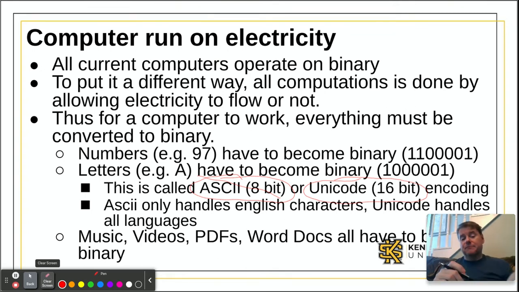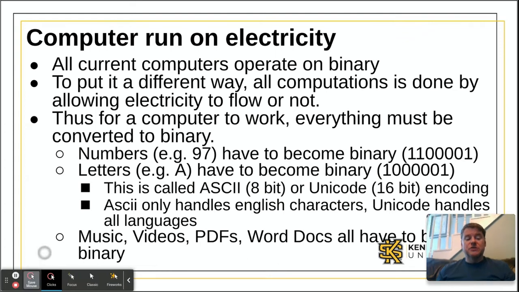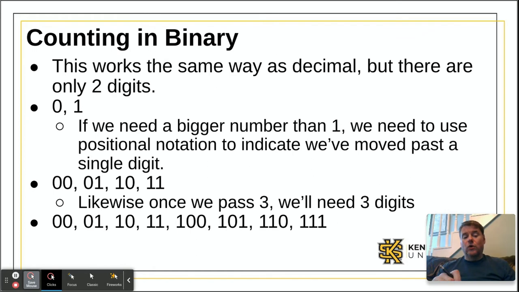So again, numbers convert to binary. Letters and characters from every language convert to binary, and everything else also has to convert over to binary. So the next question is, how does all of that work? So we're going to talk about how you count in binary first, and then we're going to look at how to convert things back and forth.